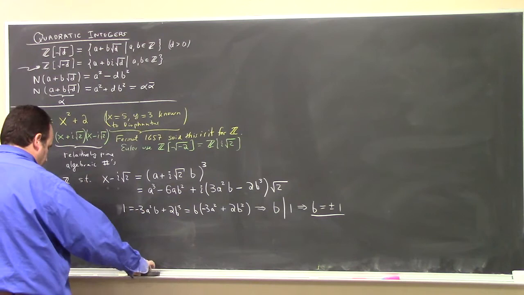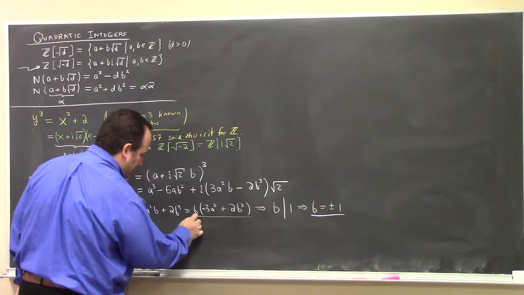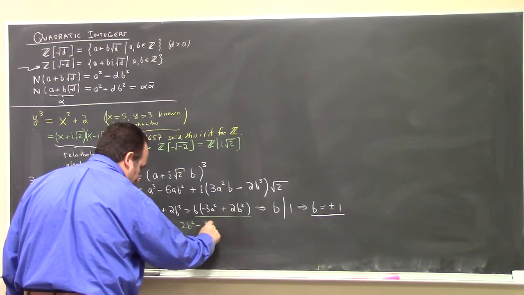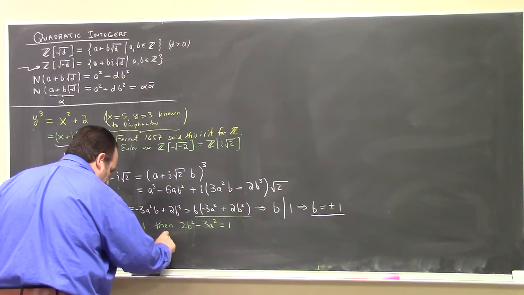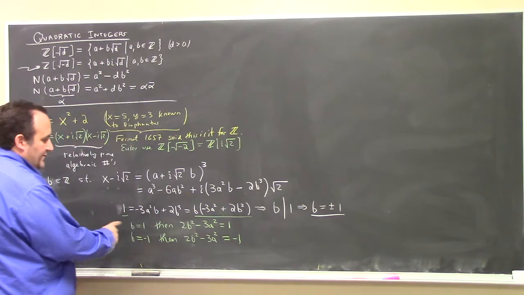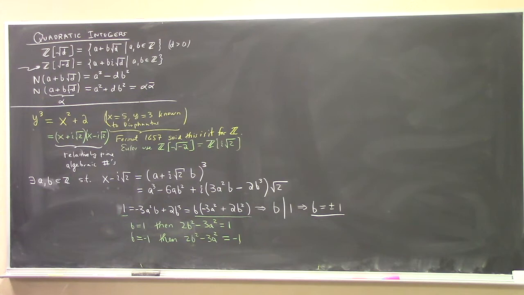How about this? We can still glean more from the fact that this is equal to this, right? That means that if b is equal to 1, then 2b squared minus 3a squared must be equal to 1. And if b is equal to minus 1, then 2b squared minus 3a squared must be equal to minus 1, right? Because if you get 1 here, it's got to be 1 times 1 or minus 1 times minus 1. Those are your choices, right? But we can improve on what I wrote there.